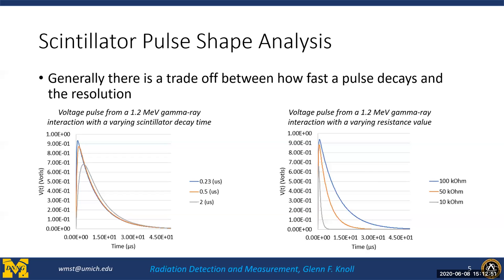Now you might be wondering, why don't we just want very short pulses? One of the trade-offs generally with this is that you have a loss in energy resolution when you go to very, very thin pulses versus having larger pulses, you tend to be able to get better energy resolution. This is not always the case and is very detector dependent, but that is something that you will occasionally see. So, these are all simulated pulses based off of that voltage equation.